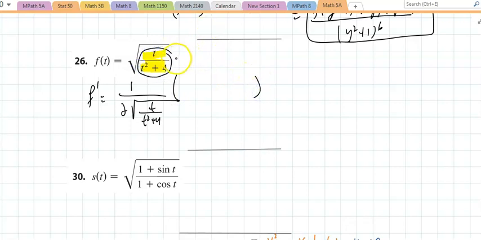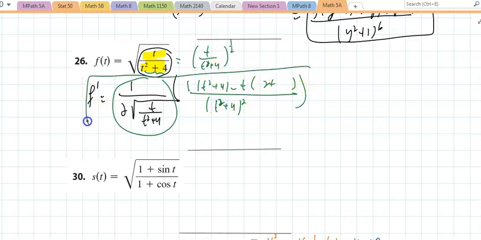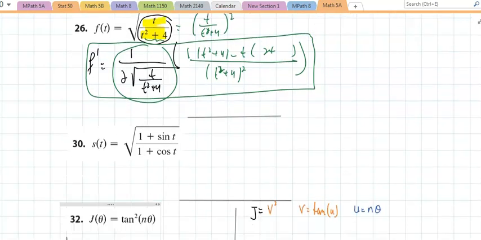You could also write this as t over t squared plus 4 to the 1/2. Bring the power down, subtract 1 from the power. That's going to give you this, times the derivative of the inside, and that requires the quotient rule. Derivative of the top times the bottom, minus the top times derivative of the denominator, all over the denominator squared. That's good enough. In the homework, you're going to clean everything up. For the exam, that's fine.